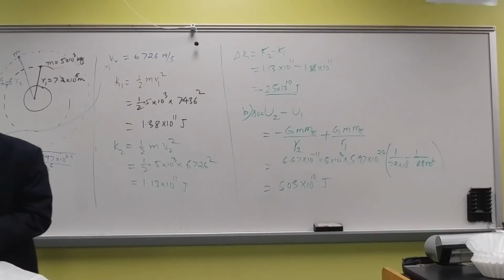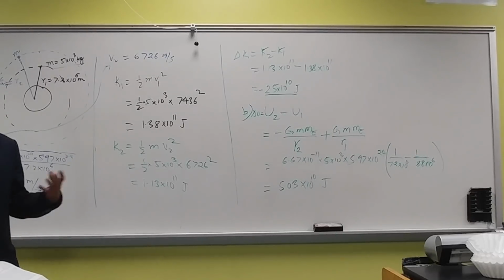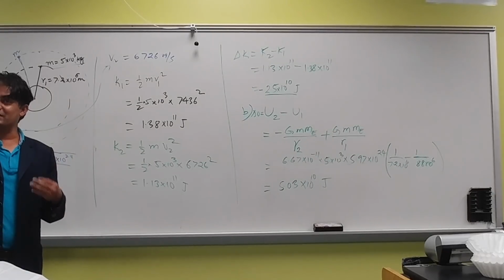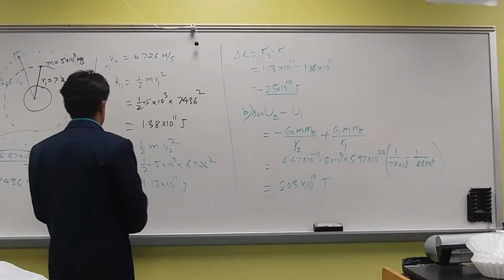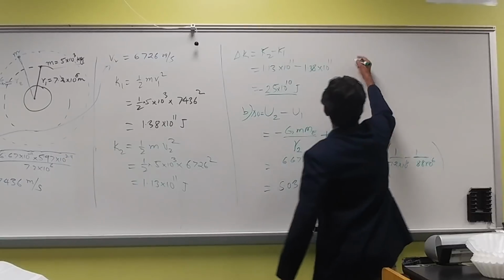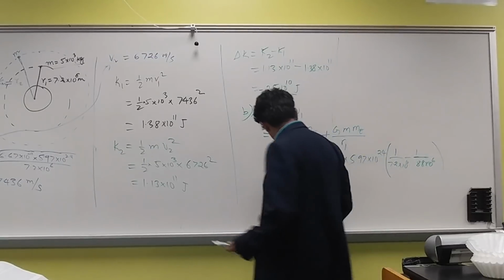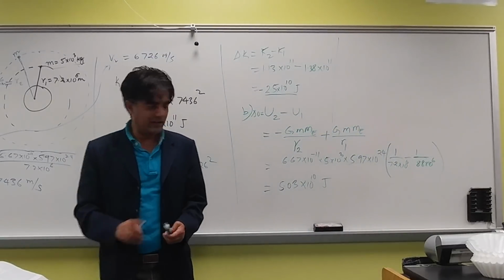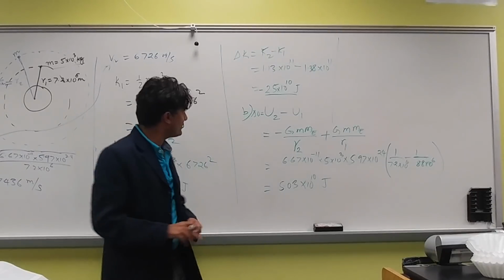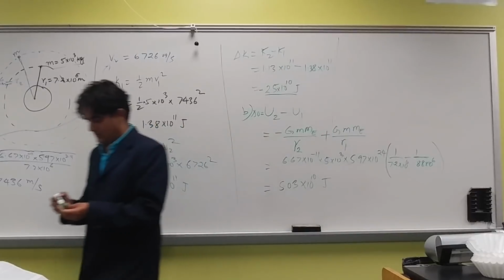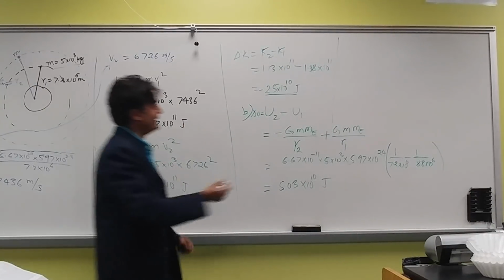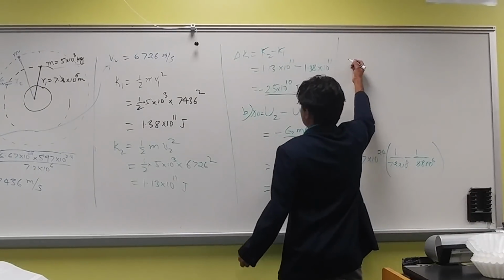Alright? And the last question it asks is, how much work is done by the rocket engine in changing the orbital radius? What does it mean? How much work is done means what? All you have to do is, you have all the information there. I'll use a black ink. So, how much work is done?